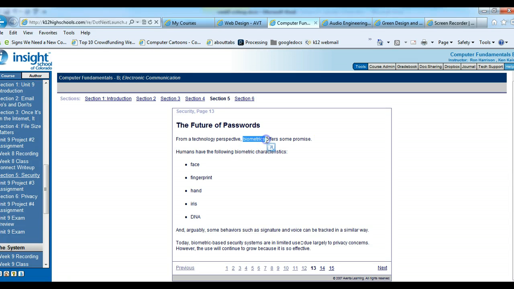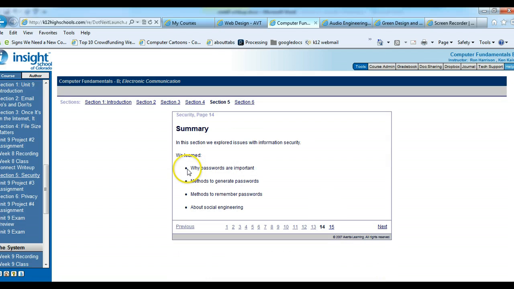So biometrics, using your body, as I mentioned before: the face, fingerprint, hand, the iris, DNA. This is going to be interesting, what the future holds, isn't it? So in summary, we learned why passwords are important, how to generate passwords, how to remember passwords, and learned a little bit about social engineering.